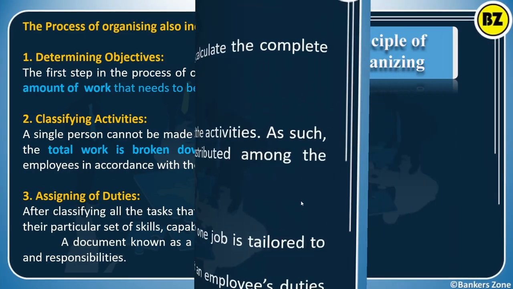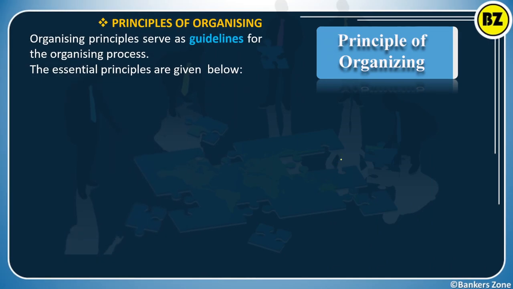So next, what we have discussed is the principles of organizing. So see here, the principles of organizing. So friends, what are the principles? See, the organizing principles serve as a guideline for organizing processes, right? So basically, what is every principle? It is a guideline, right? Now see, the essential principles are given below. So what are the essential principles?